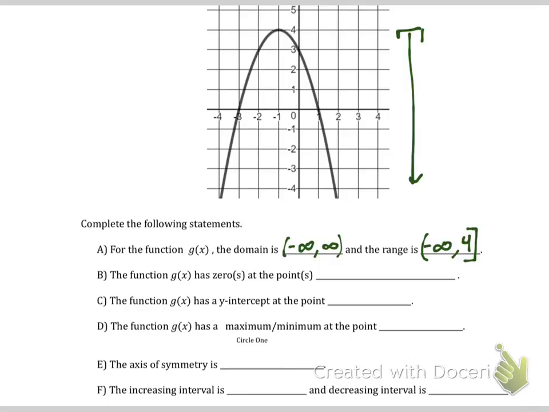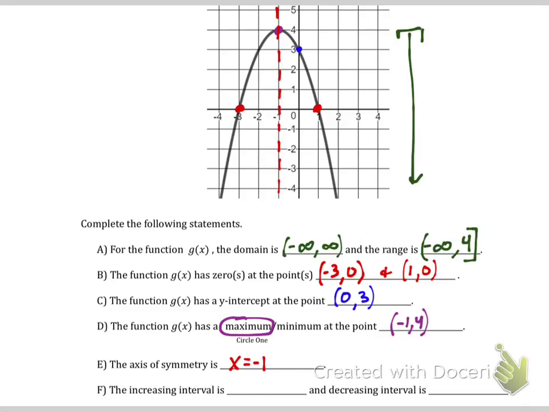The function g of x has zeros at the points. Well, there are my zeros, negative 3 and 1, so I need to write them as points, negative 3, 0, and 1, 0. The function has a y-intercept of 0, 3, so 0, 3 there. And that is a maximum, and that point is negative 1, 4. The axis of symmetry goes right through that maximum, so x equals negative 1.